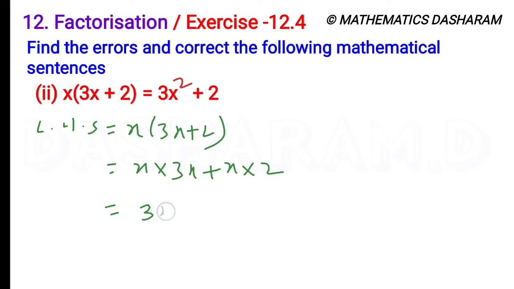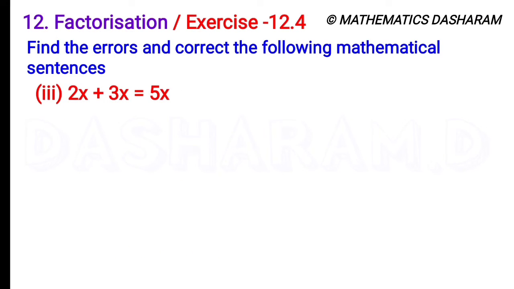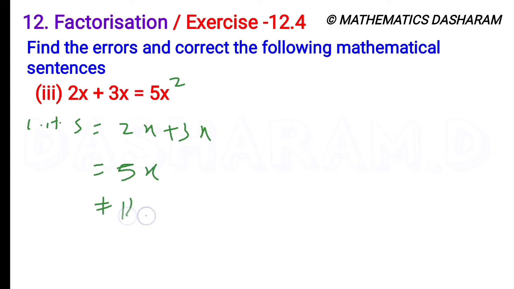X into 3x is 3x square, x into 2 is 2x, but it is not equals to RHS. Next, third problem, 2x plus 3x equals to 5x squared. So LHS equals to 2x plus 3x. Both are like terms because they have a same variable with the same exponent. So their addition will become 5x, not 5x squared. So it is not equals to RHS.